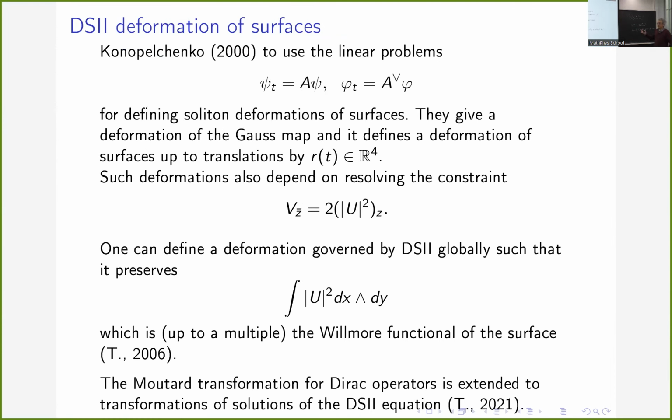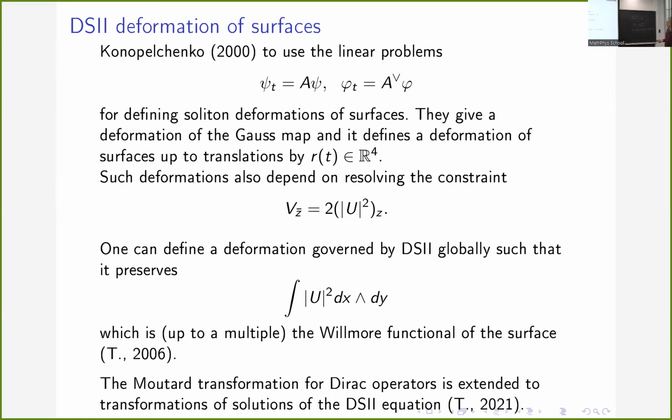What is this now related to this deformation of surfaces? What's the idea of making a picture? So he just defined the induction of the surfaces and their solid deformation. As I mentioned before, phi and psi define the Gauss map of the surface. So they define the surface after translation.